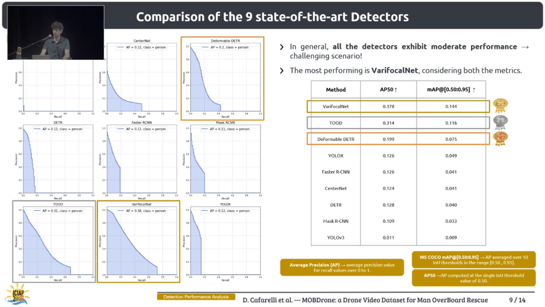And as you can see, in general, all the detectors exhibit moderate performance because it is a very challenging scenario. However, the most performing is Varifocal network, considering both the metrics, followed by TOOD and the Deformable DETR.